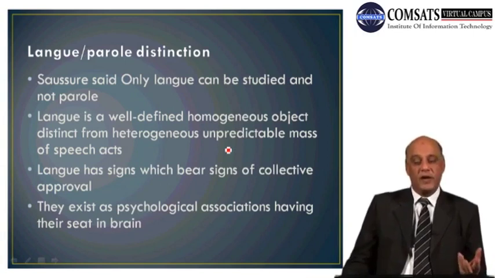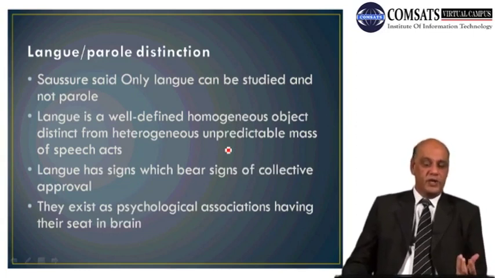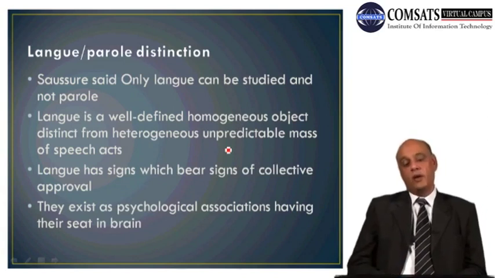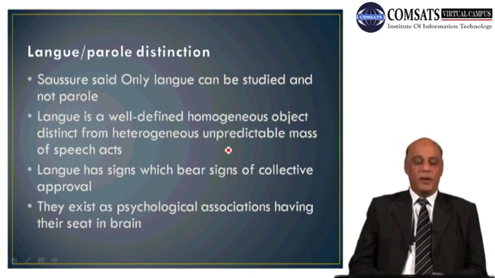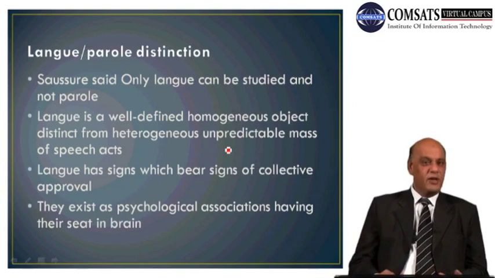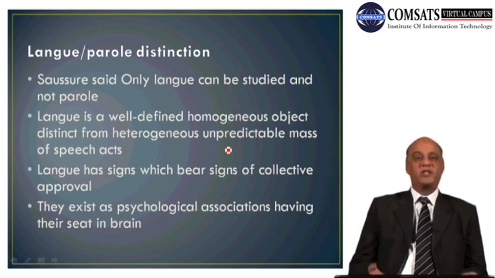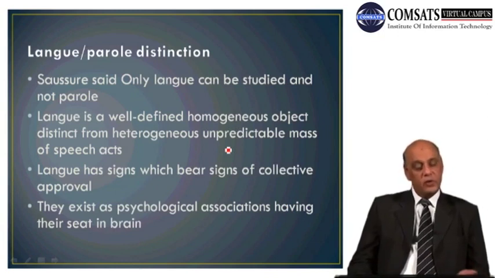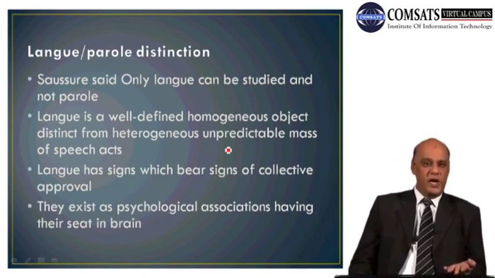So langue is a very well-defined, homogeneous object. It has well-defined boundaries. It has well-defined rules and principles. So langue has signs which bear signs of collective approval. Collective approval means the signs which have been agreed upon by different people of the same class. If they have collectively approved those rules, that is agreed upon the set of rules, and those signs belong to langue. So the signs are not different; the signs have the same collective homogeneity.